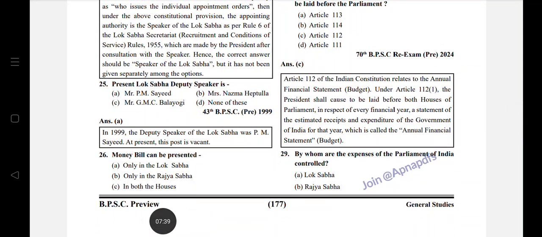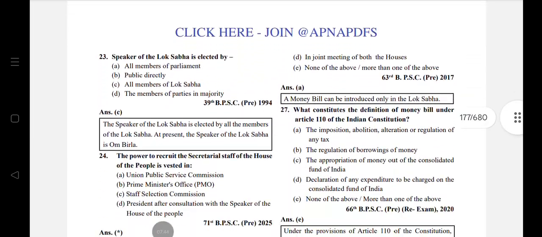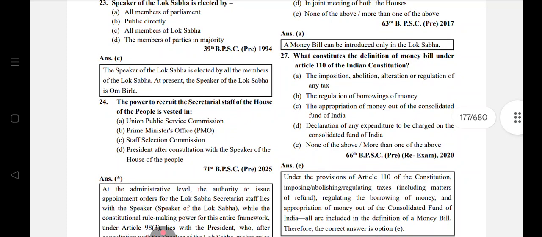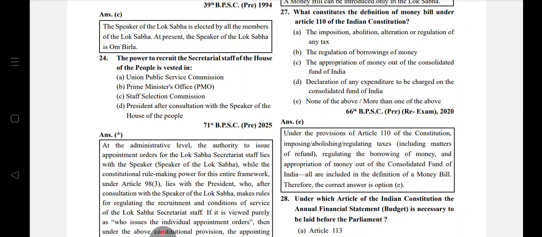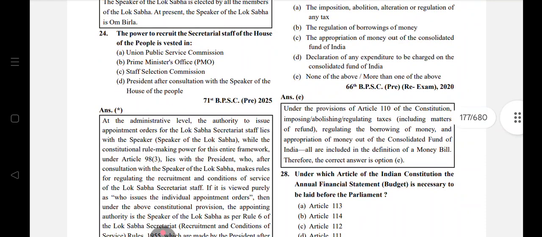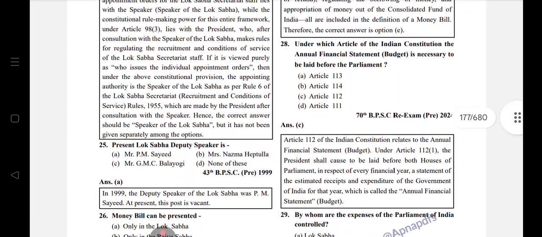A money bill can be presented only in Lok Sabha. What constitutes the definition of a money bill under Article 110 of the Constitution? Regulating tax, regulating the borrowing of money, and the appropriation of money out of the Consolidated Fund. All are included in the definition of a money bill. Annual financial statement, budget, Article 112.